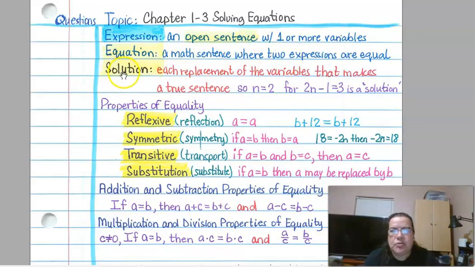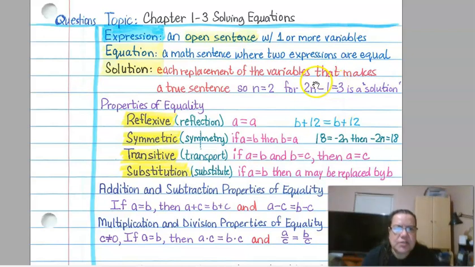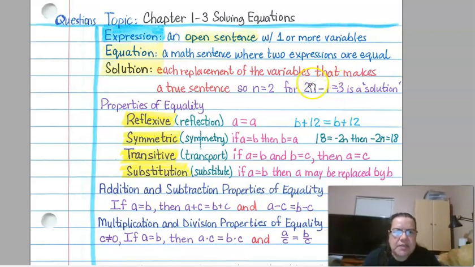So what is a solution? Any number that can replace one of the variables and then makes the sentence true would be a solution. So n is equal to 2 for this particular equation works out, because if I replace the n with the 2, 2 times 2 is 4, 4 minus 1 is 3. So therefore, n equals 2 would be a solution.